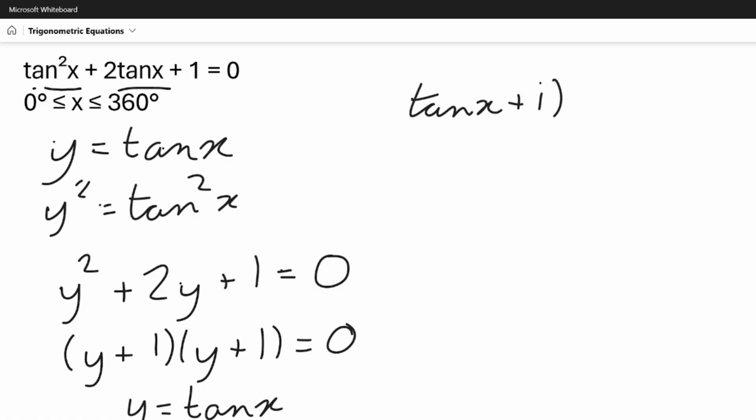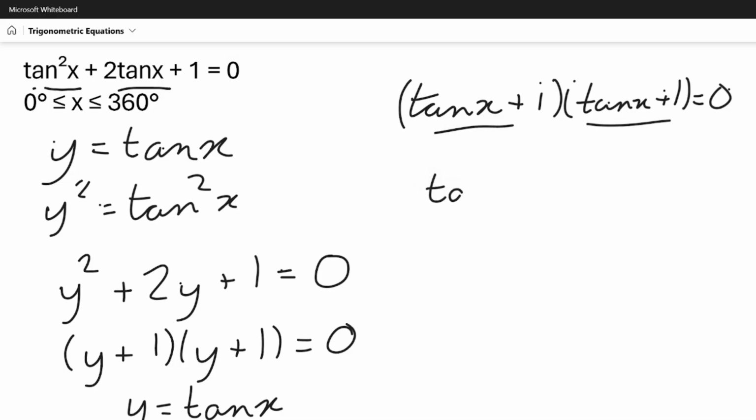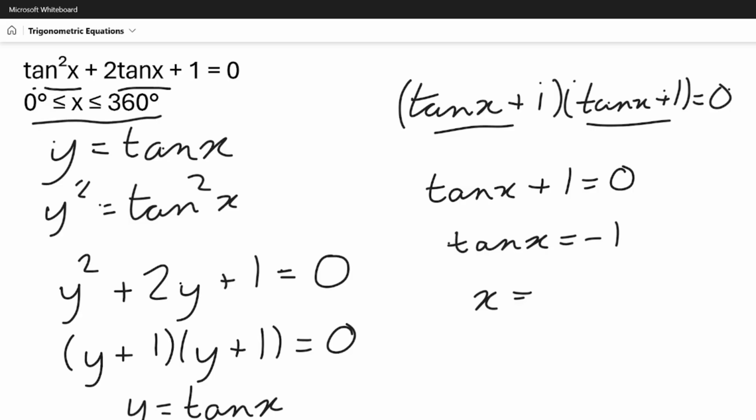So I just substitute tan x for y to get tan x add 1, tan x add 1 equals 0. As these are the same, I just have one equation, so tan x add 1 equals 0. I want to isolate it by itself, so I get tan x equals -1. And our next step is to find the exact values. The exact values for tan x equals -1 that fit in this domain, 0 to 360, are 135 degrees and 315 degrees. And that's our answer for this question.